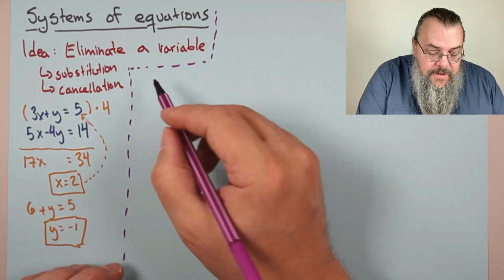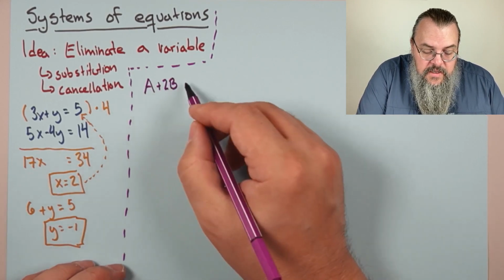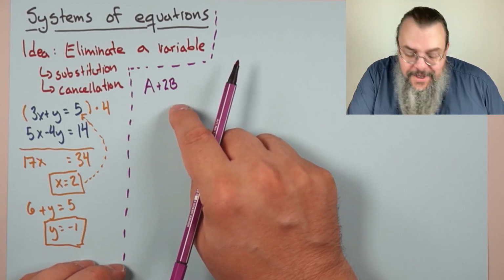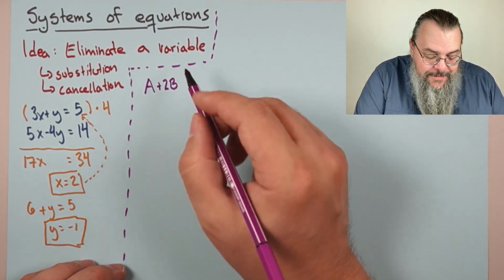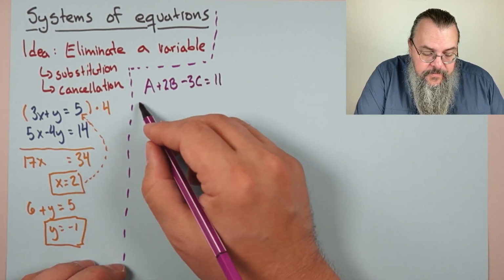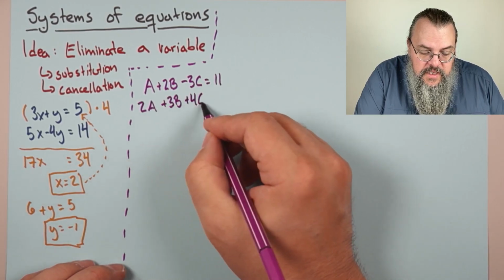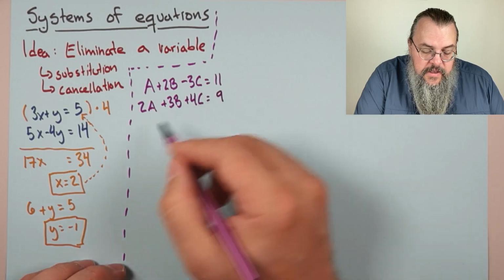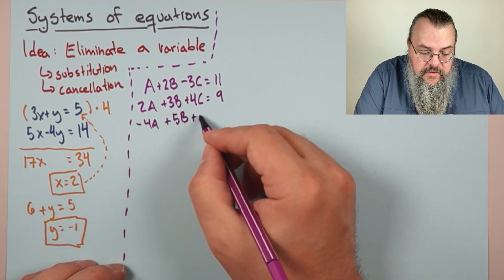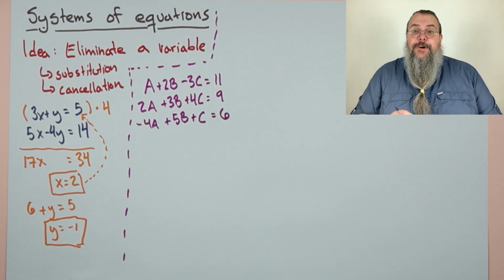So I have a problem I wrote down. Suppose we take A plus 2B, and of course, one of my favorite things is whenever I say 2B, is it not 2B? No, I think it's 2B. We'll find out. A plus 2B minus 3C equals 11. 2A plus 3B plus 4C should equal 9. Minus 4A plus 5B plus C should equal 6. All right, there we go.